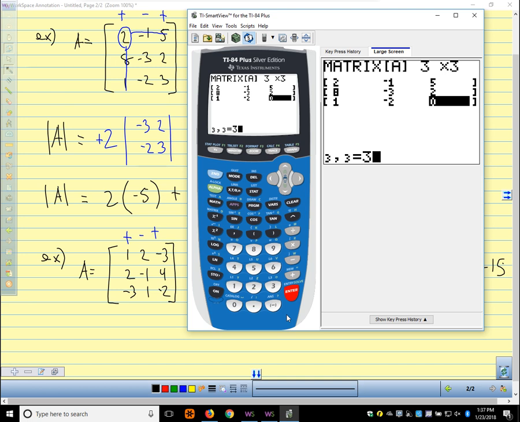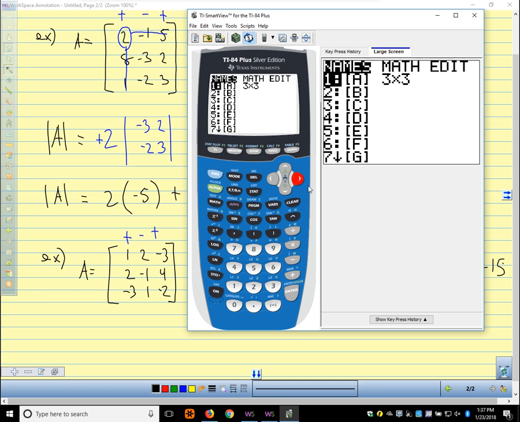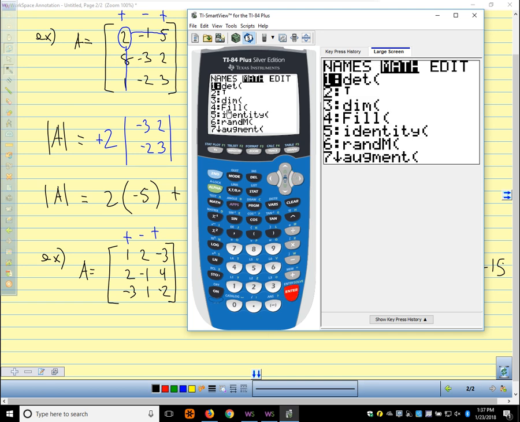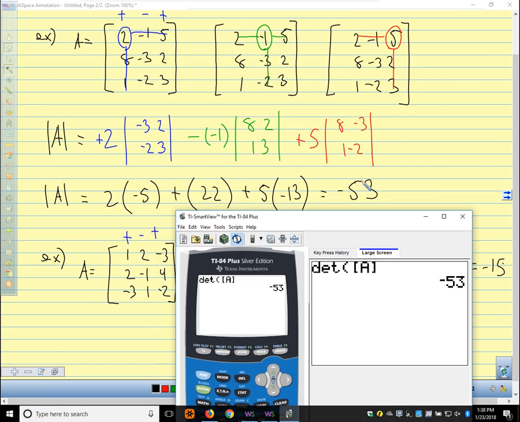Now I'm going to exit out of here. And now we're going to go to our matrix menu, and we're going to go over to Math. The first one, DET, is a determinant. Hit Enter. And I'm going to put matrix A in there. So go back to the matrix menu. Matrix A. Hit Enter. And I get -53. And that's exactly what we came up with there.